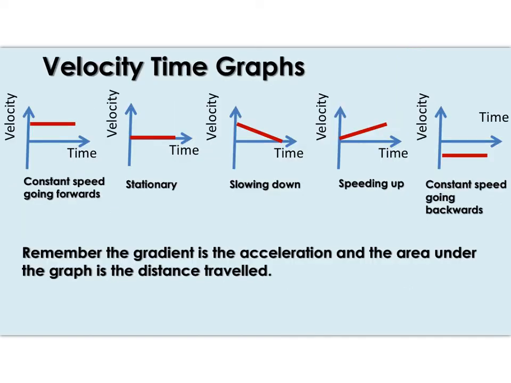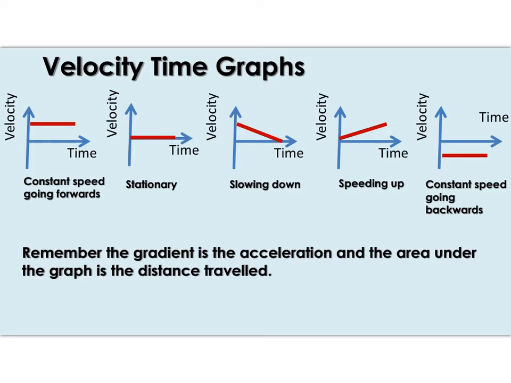Following on from distance time graphs, we move on to velocity time graphs. You can see these here. For constant speed going forwards, it's a straight line above 0. That is a constant speed going forwards for a velocity time graph. A stationary object this time would have a straight line on the 0 mark. So its velocity will be 0 there, straight along the axis.